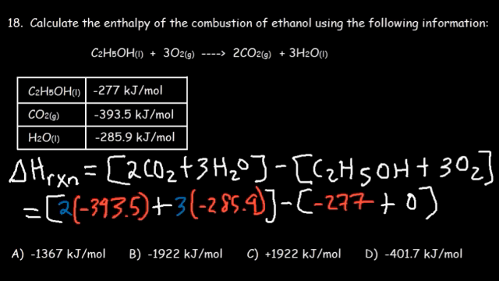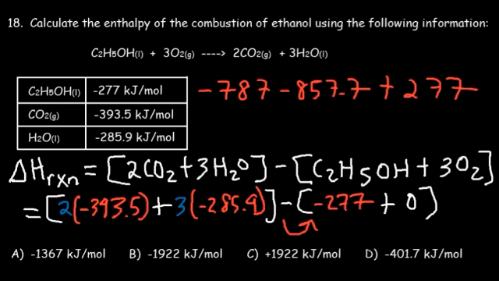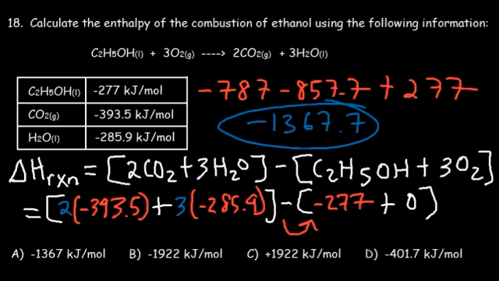So now let's plug these numbers into the calculator. So 2 times negative 393.5, that is equal to negative 787, and then 3 times negative 285.9, that's about negative 857.7. And then here, don't forget to distribute the negative sign, so it's going to be plus 277. So if we add these 3 numbers, we should get a total of negative 1367.7. The closest answer that we have to it is answer choice A. So A is the correct answer for this problem.